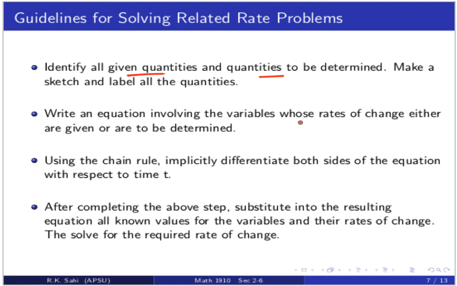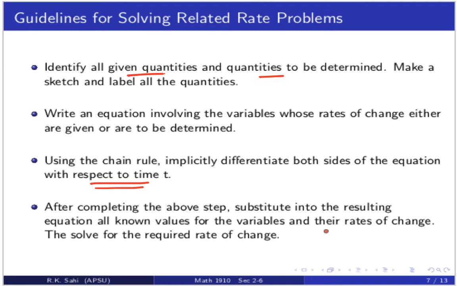Then we ask: is there any relationship or equation between these variables? If there is, we write that equation, which involves the variables whose rates of change either are given or are to be determined. Then we apply the chain rule, doing implicit differentiation on both sides of the equation with respect to time t. Very important, guys, time is a very important factor. After completing the above step, we substitute into the resulting equation all known values for the variables and their rates of change, and then solve for the required rate of change.